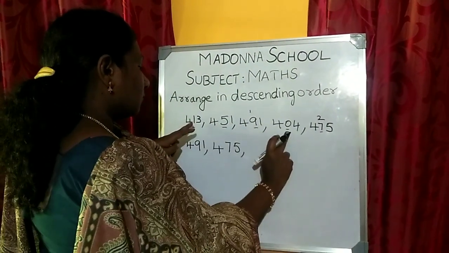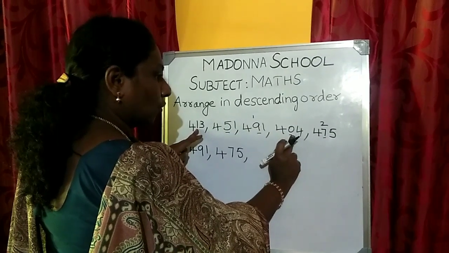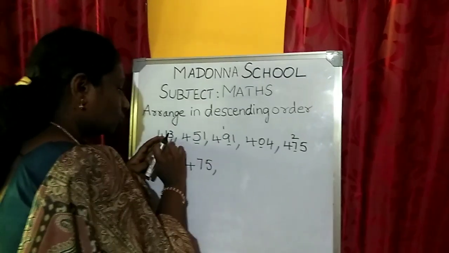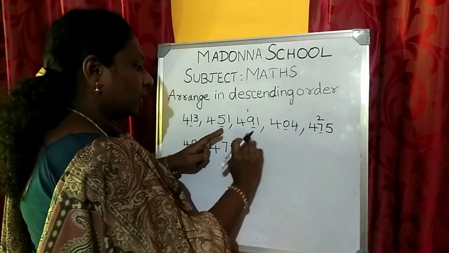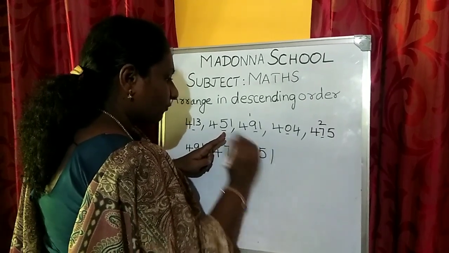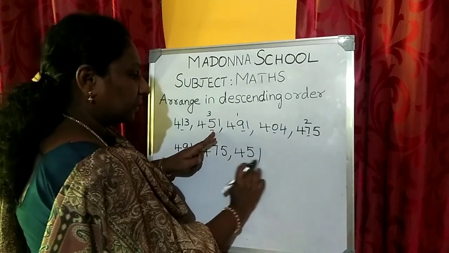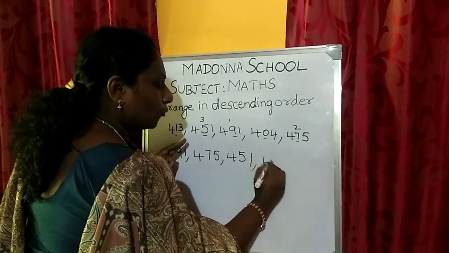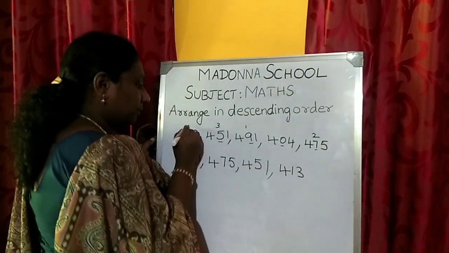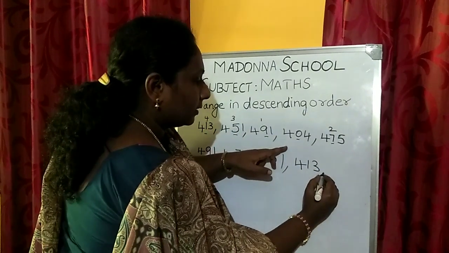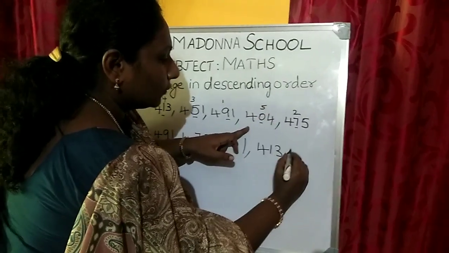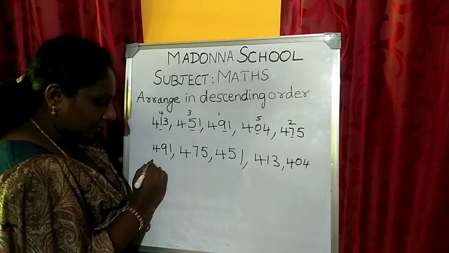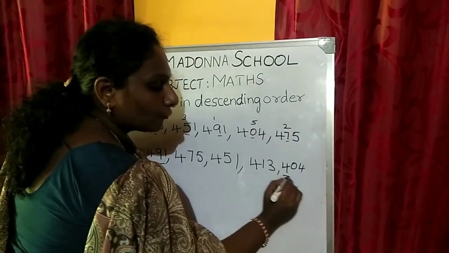So next, what are the numbers remaining? 1, 5 and 0. I am comparing only the second digit because the first digits are same. So 1, 5 and 0. Which is bigger, children? 451. 5 is bigger. So you should write here 451. Next is 1 and 0. Which is big? 1 is big. So 413 should come here. The last remaining number is 404. So that is the smallest number.